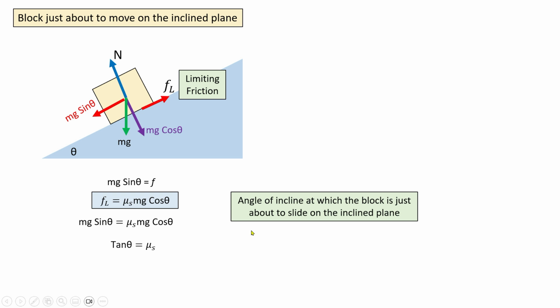And hence we can say that the angle of incline at which the block is just about to slide on the inclined plane, that value of theta, is given by tan inverse mu s. So in exam questions, whenever the question asks you to find that critical angle when the block is just about to move on the inclined plane, we have to find the value of tan inverse of mu s, where mu s is the coefficient of static friction.